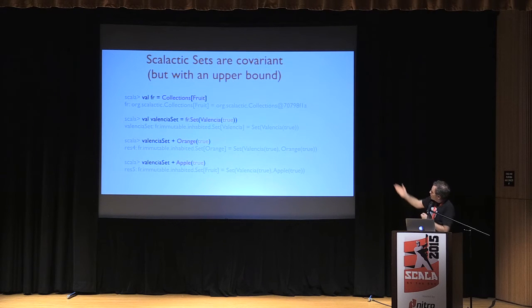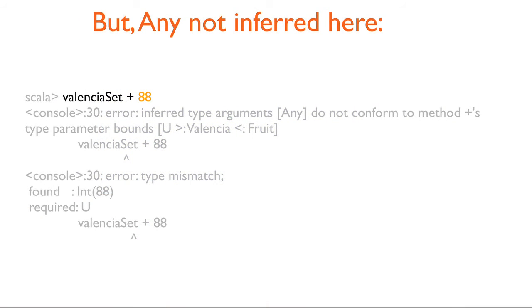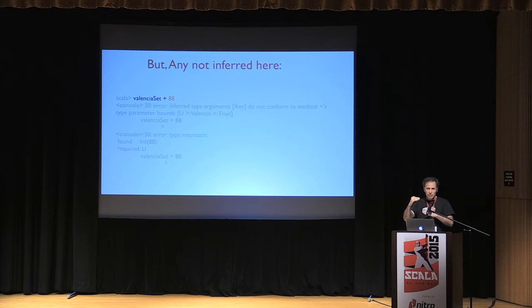And if I create a set of Valencia in there, so it's under that path, fr.set of Valencia, and I put in orange, you get a set of orange, so it goes up the hierarchy and infers the supertype. If I put in an apple, it goes up to fruit. But what's nice is if I put in 88, it doesn't compile. So it goes up to the place you like, but doesn't go to where you don't like. So it's an upper bound for that kind of problem.